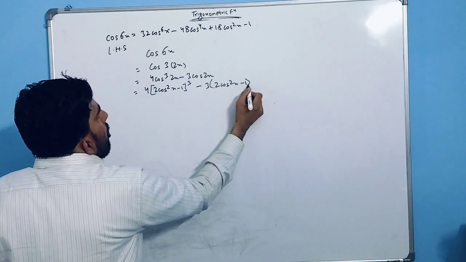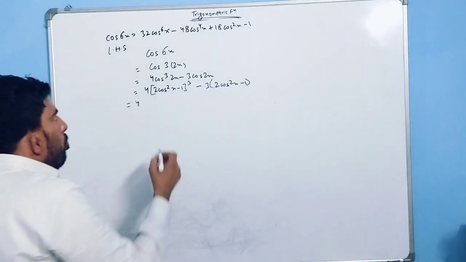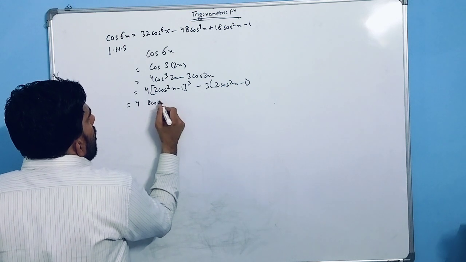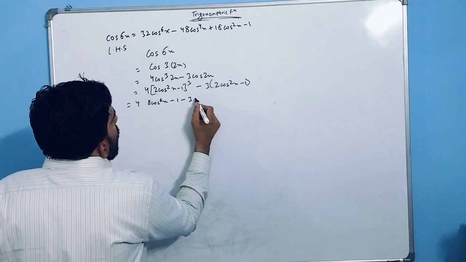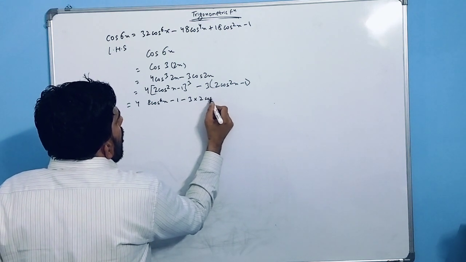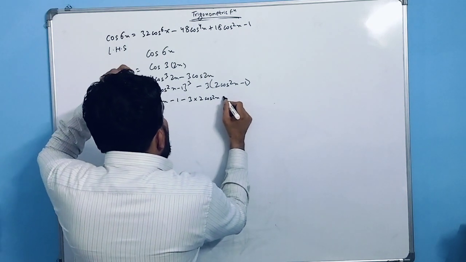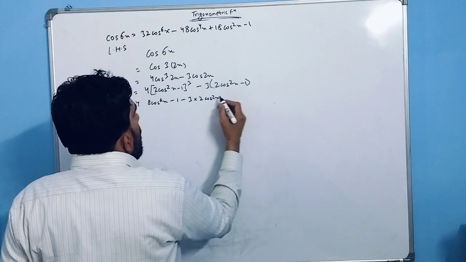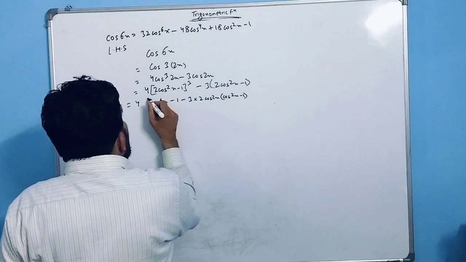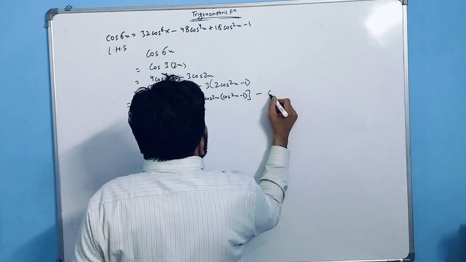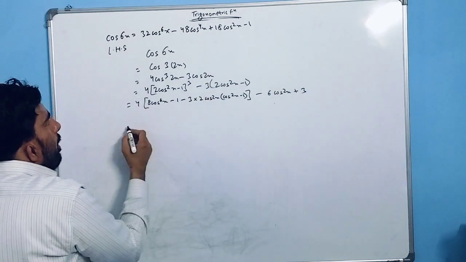Now for (a minus b) whole cube, we will use here a cube minus b cube minus 3ab into (a minus b). It is a minus b that I am using here. So with cos square x minus 1, what we have is this one minus 6 cos square x plus 3. We just multiply with that.